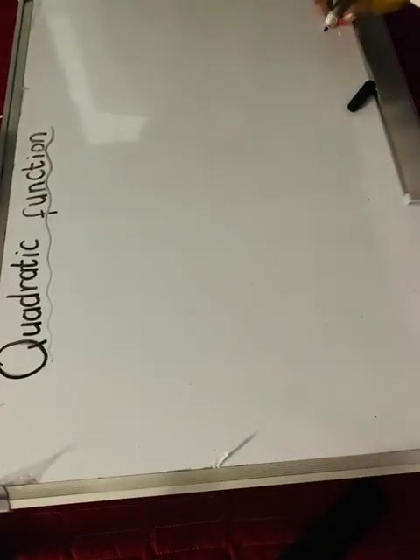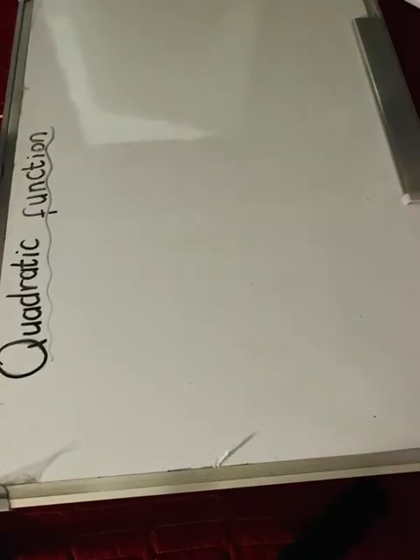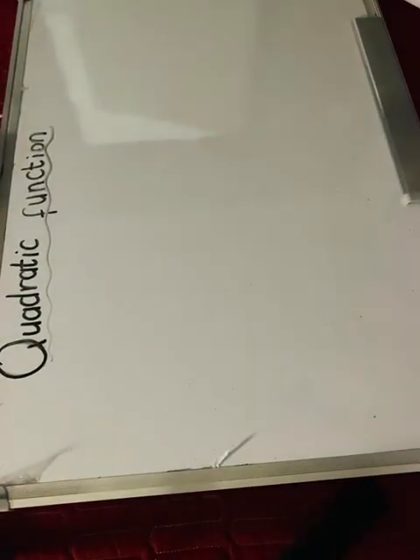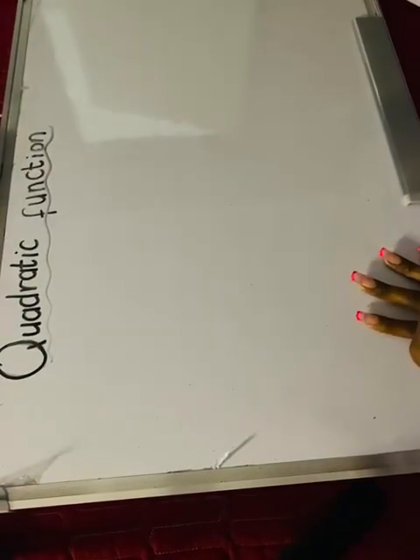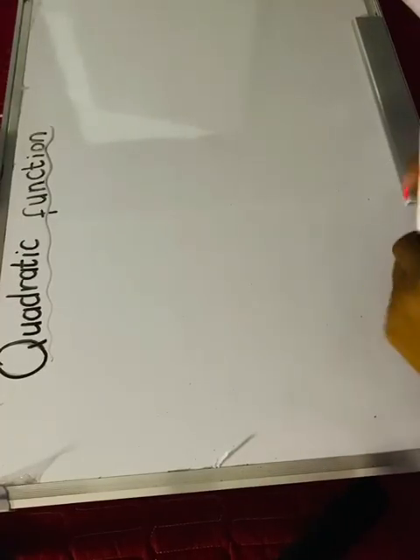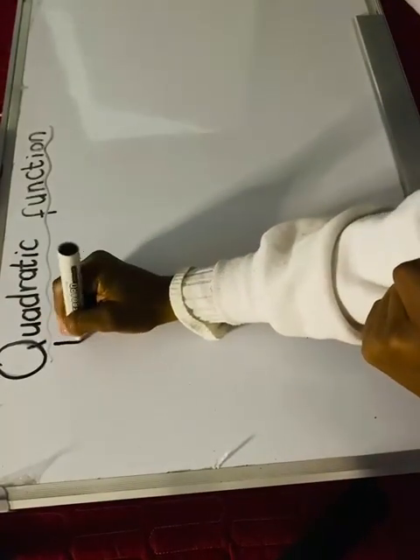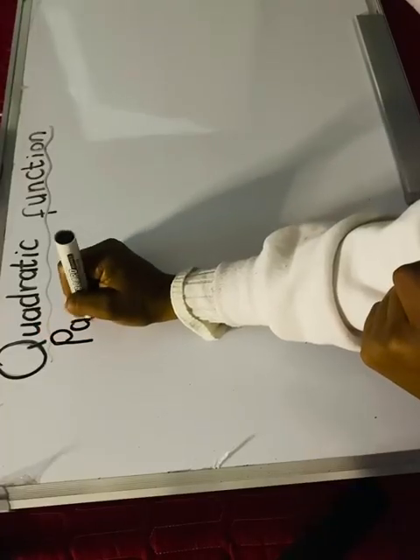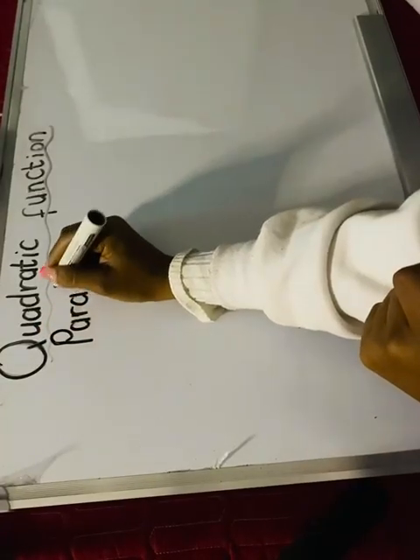Right, guys? So we are doing quadratic functions. Previously we were doing linear functions, which were based on a straight line. Now we are doing a quadratic function, which is based on a parabola. So we have a parabola.